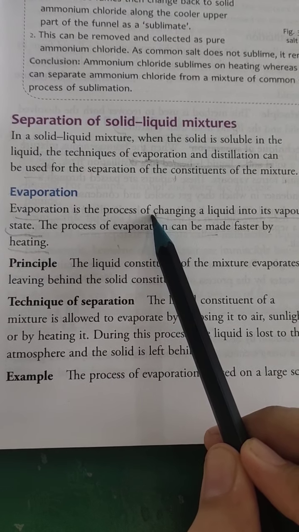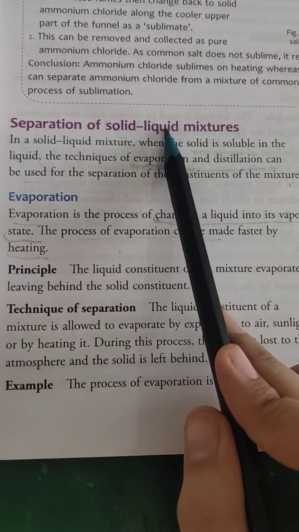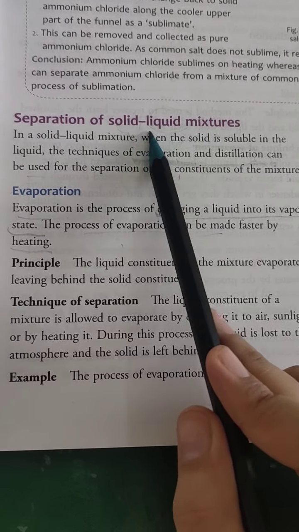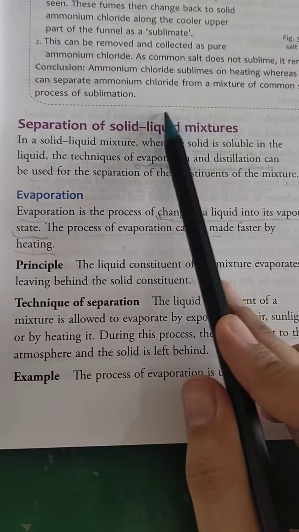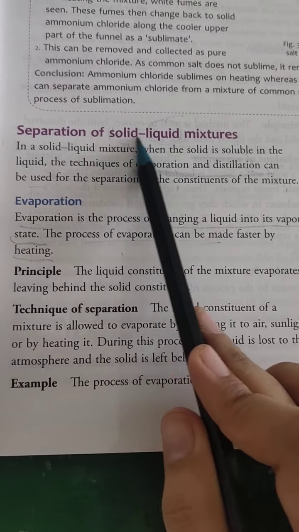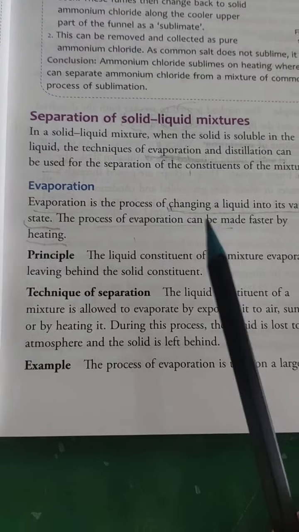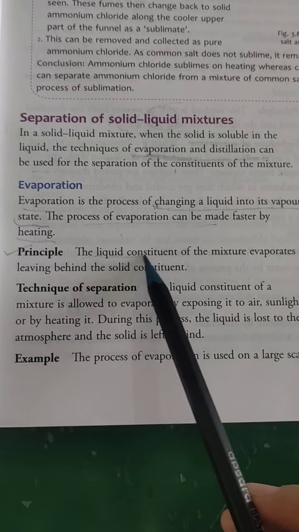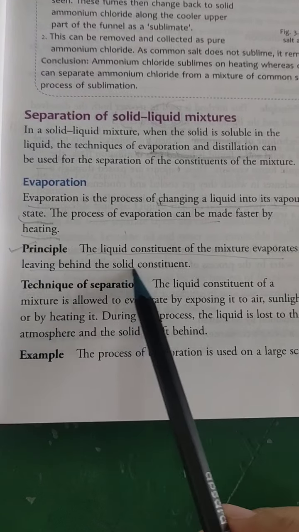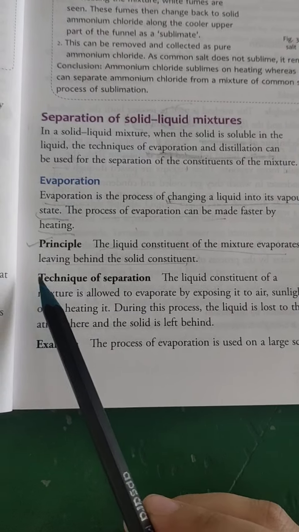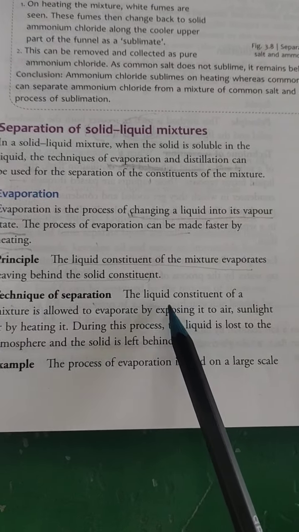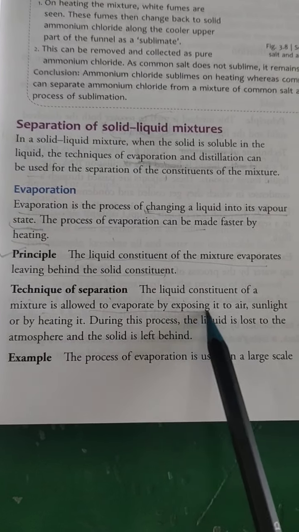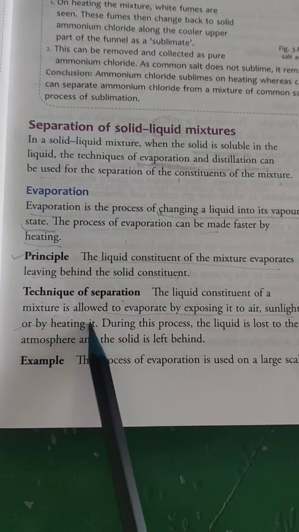So how does this occur? Whenever a liquid and a solid are mixed, when the liquid is heated or evaporated, the liquid changes into its vapor form, and thus the solid and liquid are separated from each other. The principle behind evaporation is that the liquid constituent of the mixture evaporates, leaving behind the solid one. Technique of separation: the liquid constituent of a mixture is allowed to evaporate by exposing it to the air, sunlight, or by heating.